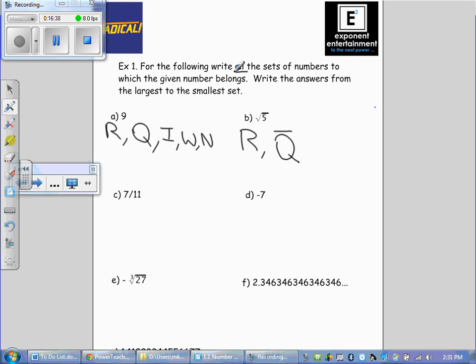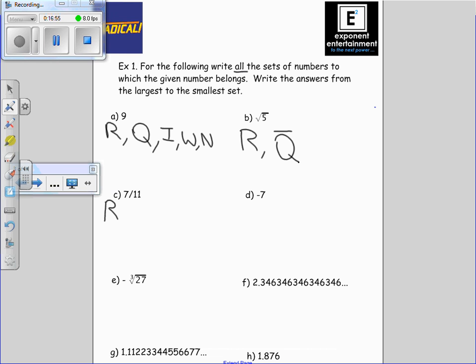Ladies and gentlemen, let's start with C. 7 divided by 11. Is it real? Yeah. It's real. When you punch 7 over 11, that's obviously a fraction, right? So, can it be rational or irrational? It's rational, because it can be written as a fraction. It's already in fraction form for you.